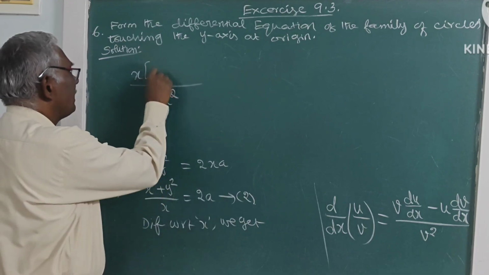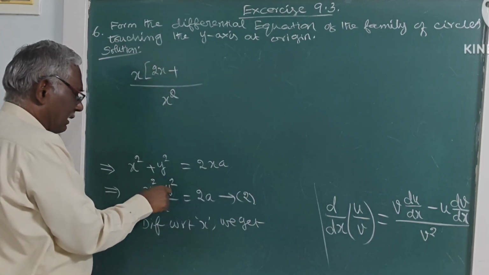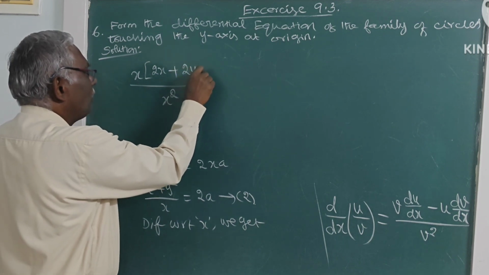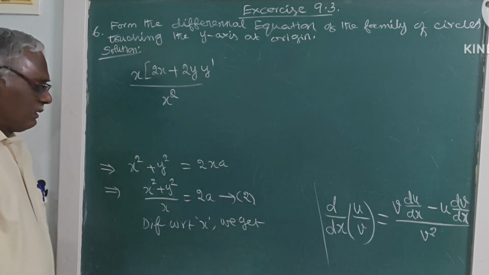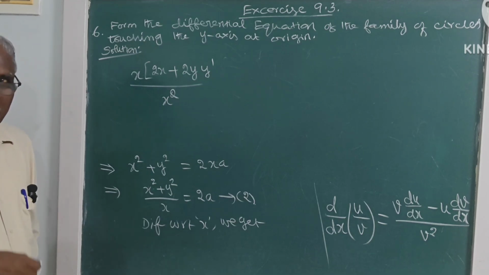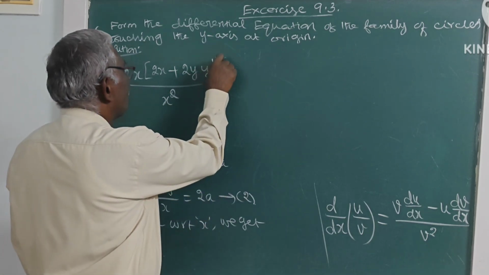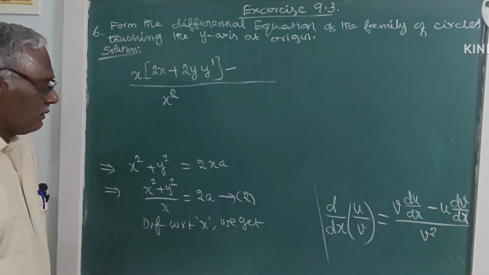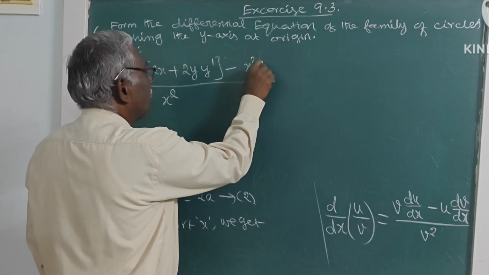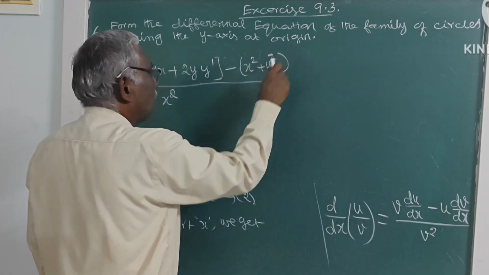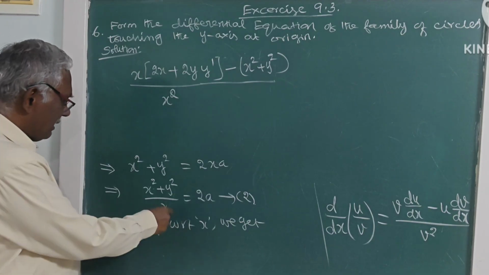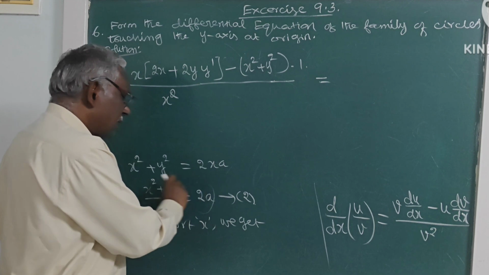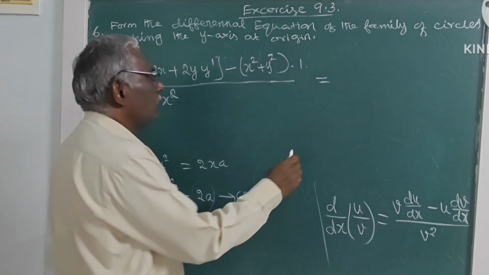So if we differentiate, we will get 2x. Again, if we differentiate y square, 2y into y dash, because we are differentiating with respect to x, minus u, that is the numerator, x square plus y square into dv by dx. V is x, so if we differentiate, 1 will come. So this is equal to, if we differentiate a, there is a constant, we will get 0.